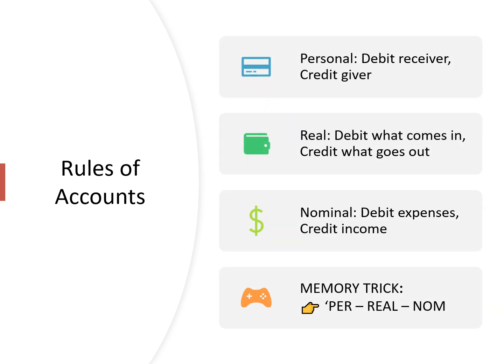So let's break down each account to have a better understanding of how it works. Let's look at the personal account. Personal accounts are accounts that deal with persons who interact with the business, including natural persons. Examples include individuals, firms, and companies. With personal accounts, we debit the receiver and credit the giver.